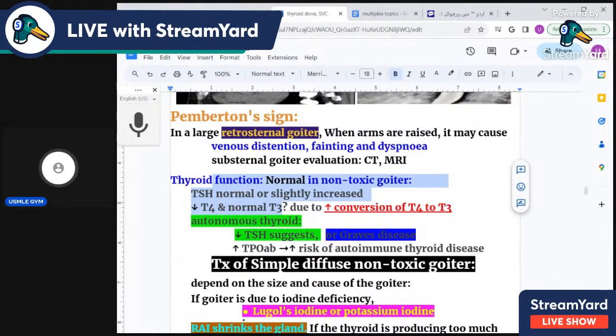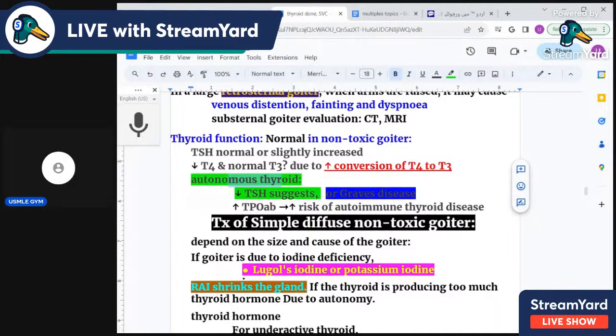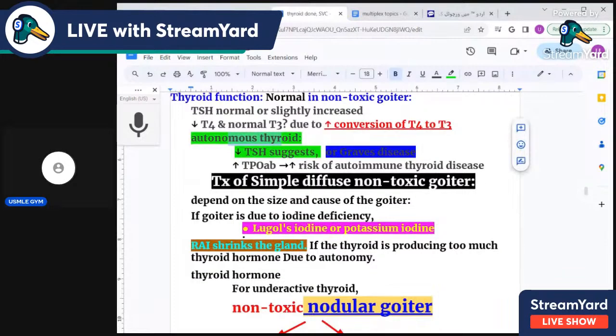So, why is T4 decreased? Because T4 is converted to T3. T3 is the active physiological form. So, T4 may be a little bit reduced. And if the cause is autonomous thyroid, there is decreased TSH, and TPO antibody is increased, with risk of autoimmune thyroid disease.